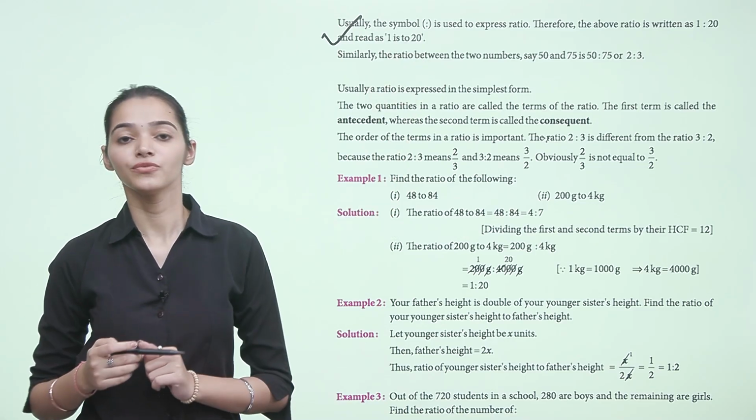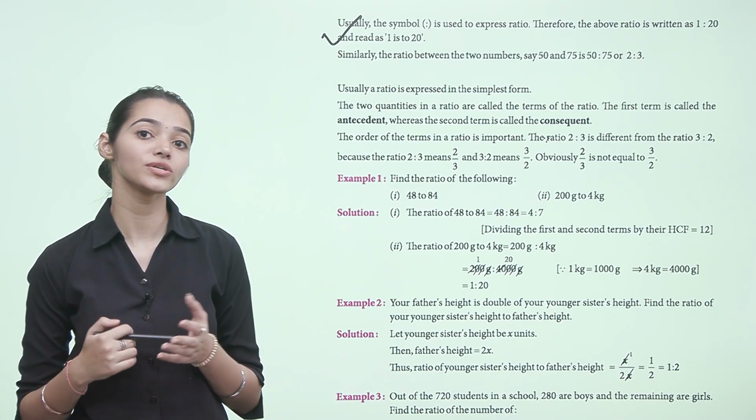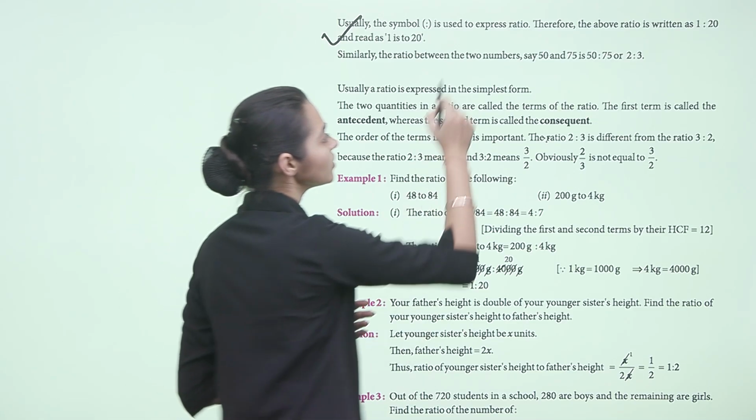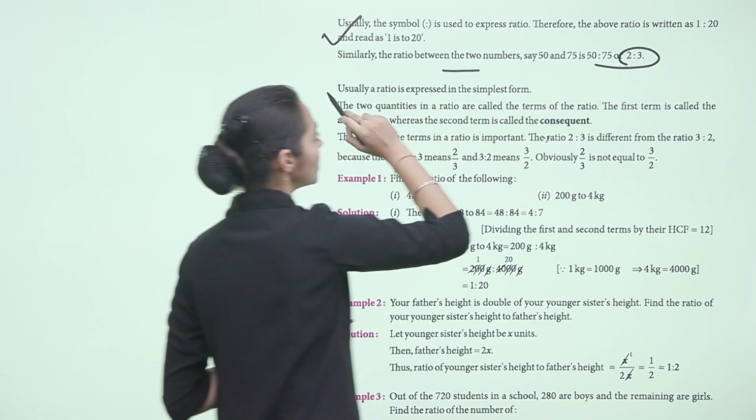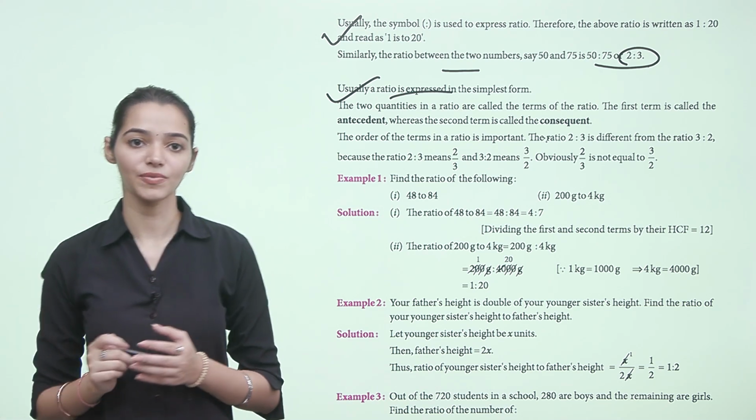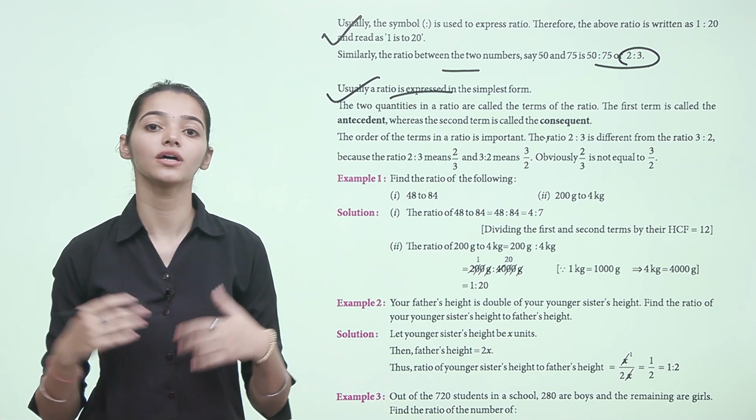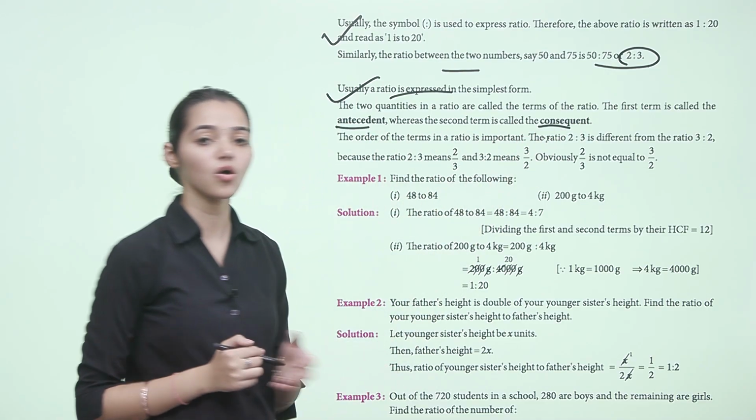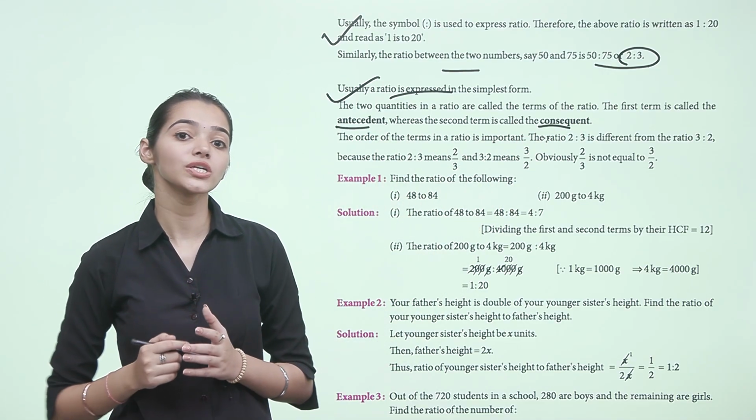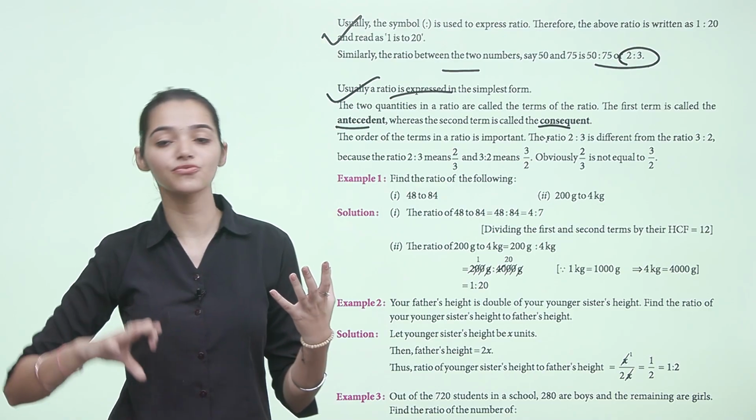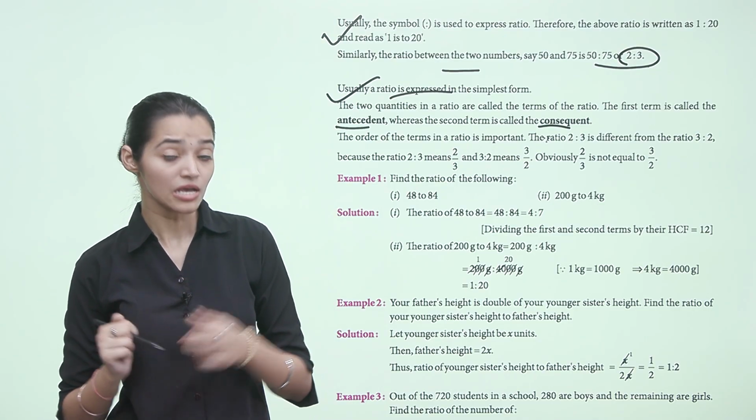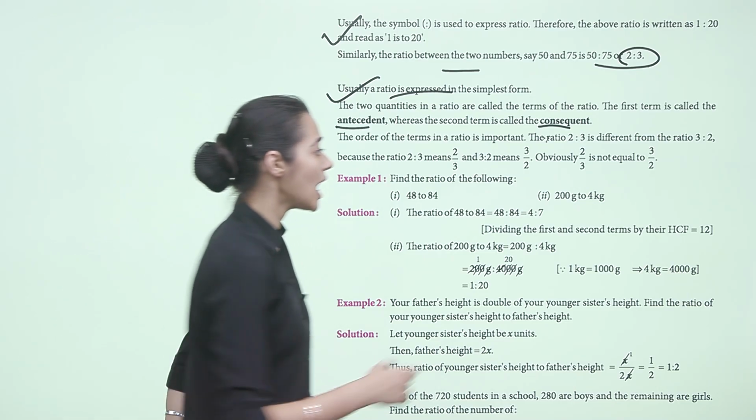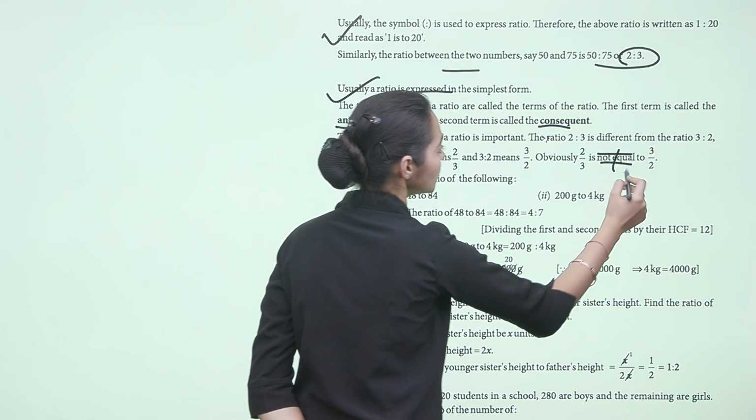Usually this is the symbol we use to express the ratio, and the above ratio is written 1:20 and read as 1 is to 20. Similarly, the ratio between two numbers can be 2:3. Usually a ratio is expressed in its simplest form. The two quantities in a ratio are called the terms of the ratio. The first term is called the antecedent and the second term is the consequent. The order of the terms is important, and the ratio 2:3 is different from 3:2, because 2:3 means 2/3 and 3:2 means 3/2, and they are not equal to each other.